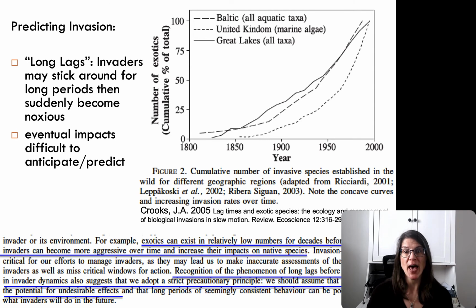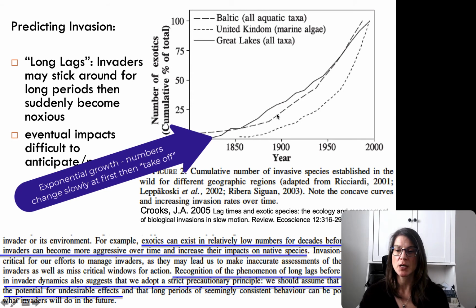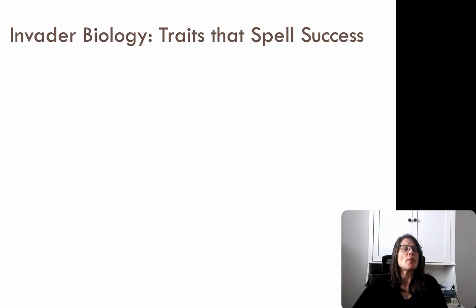And part of the reason for that is based on looking at the history of invaders. According to this article, Crooks 2005, there tend to be these long lags in which introduced species might just stick around not doing too much for a long time. And then they might suddenly come into their own. Sometimes species respond to slight changes in environment, but they also evolve. So here's the trajectory of the number of exotics in different regions, including the Great Lakes, United Kingdom, and the Baltic.